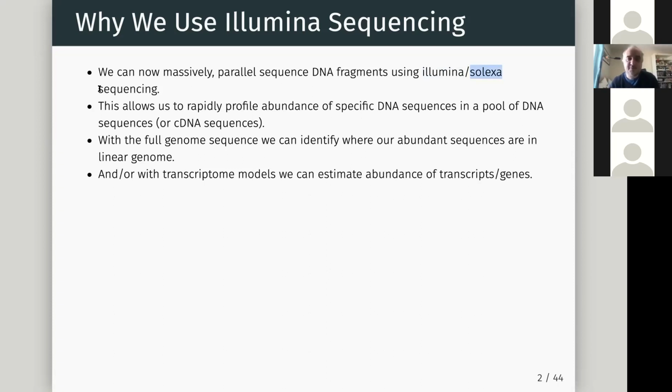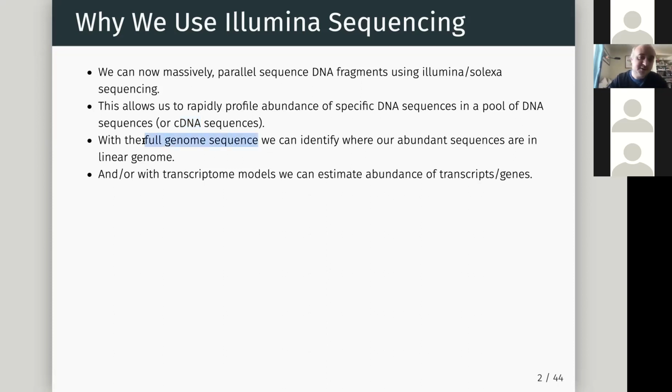This allows us to profile things like the abundance of particular DNA sequences, and that may be cDNA sequences. We take our full RNA pool from our sample, we reverse transcribe this into cDNA, and maybe we'd fragment that and we would sequence that, and that will give us a representation of what cDNA, hence what RNA, was in our sample.